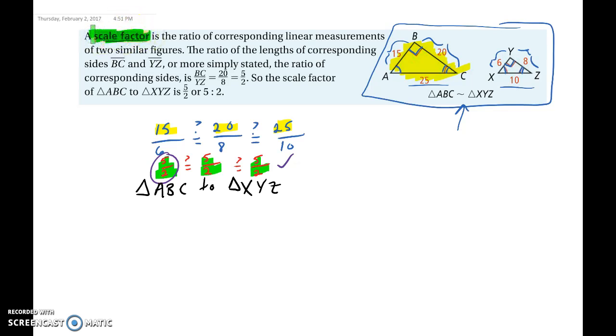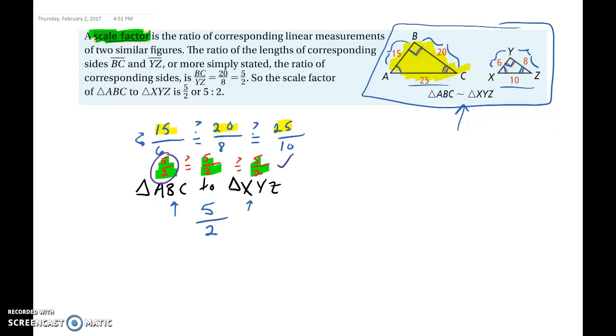And the scale factor is the ratio of corresponding linear measurements of two similar figures. Now, what is important is that you identify what our ratio is. So since this is ABC to XYZ, and that's what we did with all of these, we did our ratios as ABC over XYZ. Our ratio, or our scale factor of this, is 5 over 2.